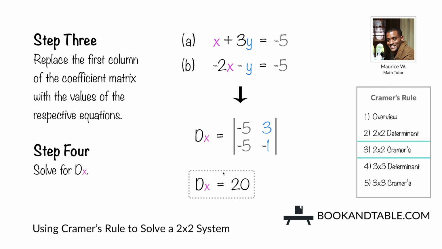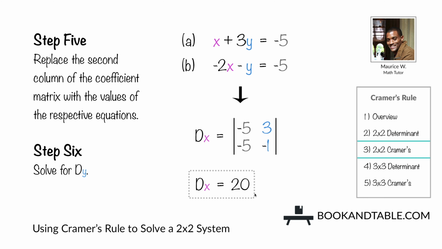You can put this information to the side, and now we want to calculate the last determinant, dy. So we want to replace the second column of the coefficient matrix, the column that has the coefficients of the y terms, with the values of the respective equations. So we want to replace 3 and negative 1 with negative 5 and negative 5. In the first column, we keep the coefficients of the x terms again.